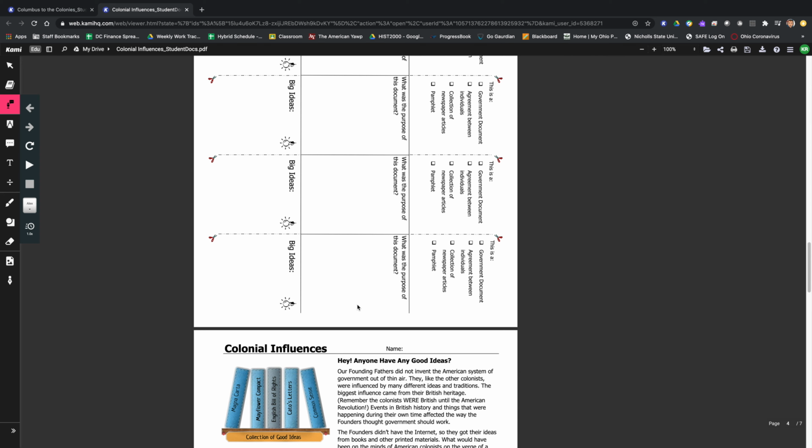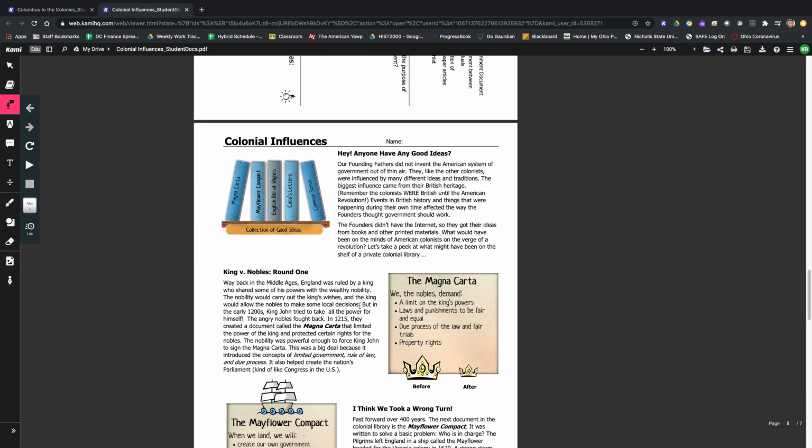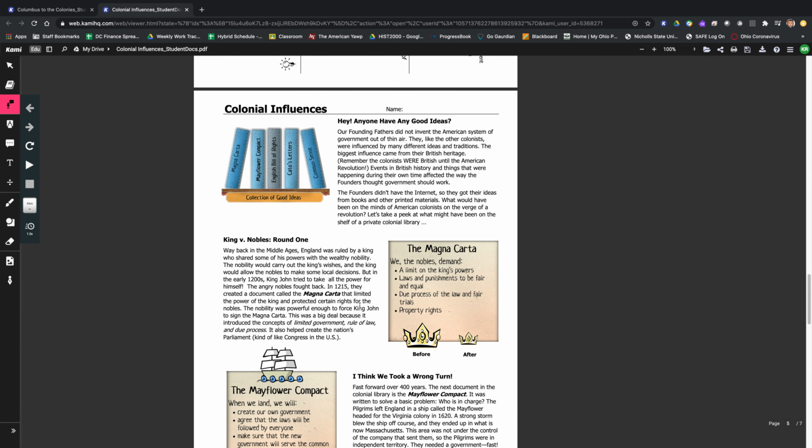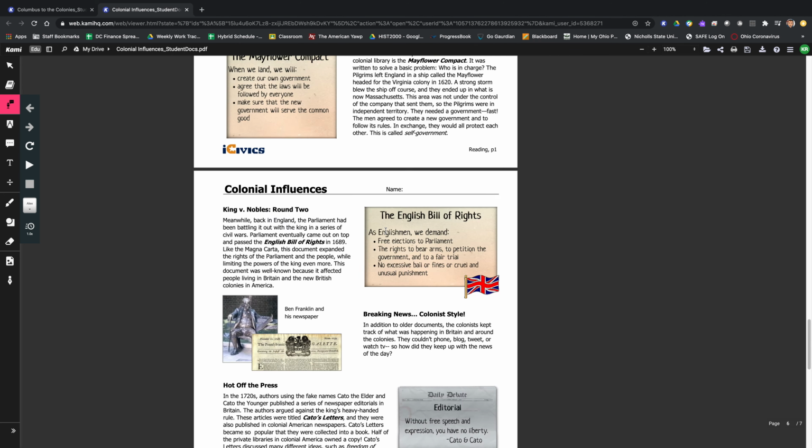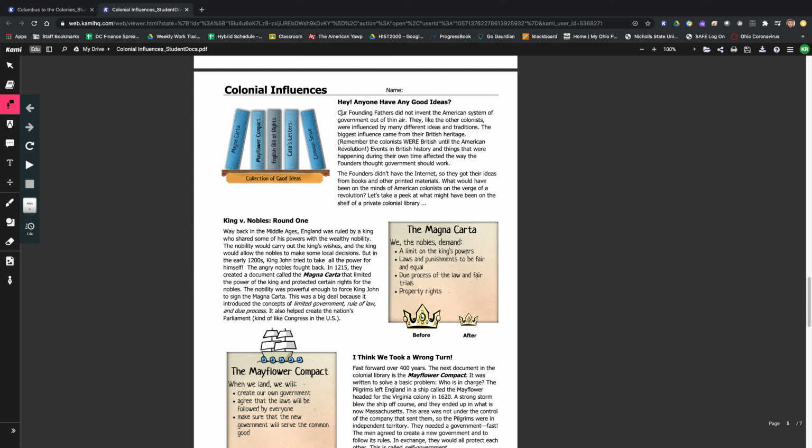Next, you can go ahead and skip through to this page right here. Now, what you're going to do is I want you to read or use the text-to-speech through these 2 pages. All right, so I want you to read through.